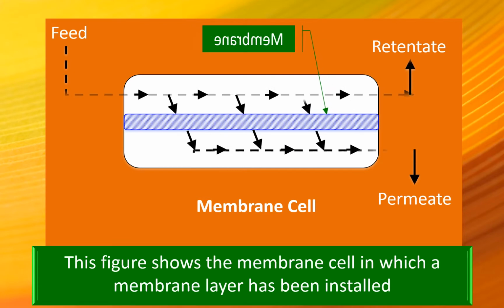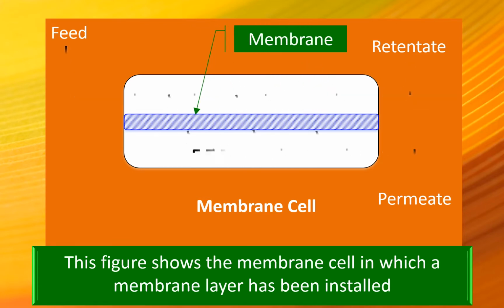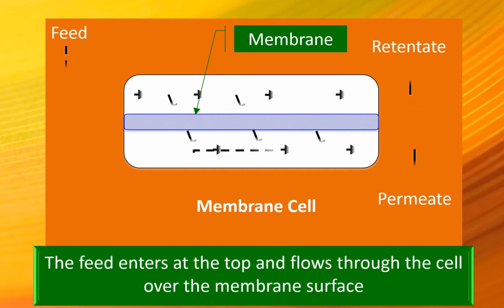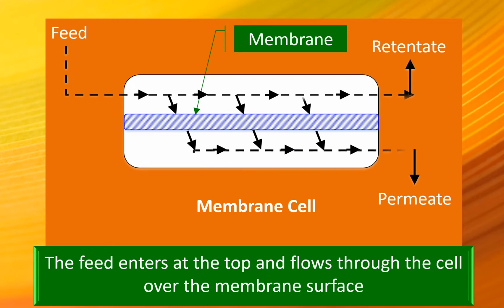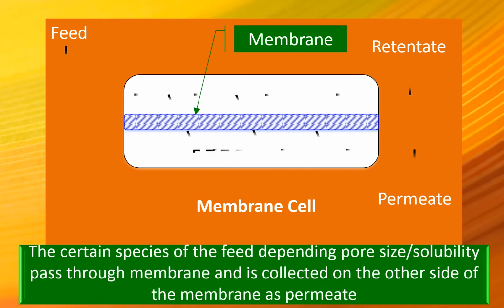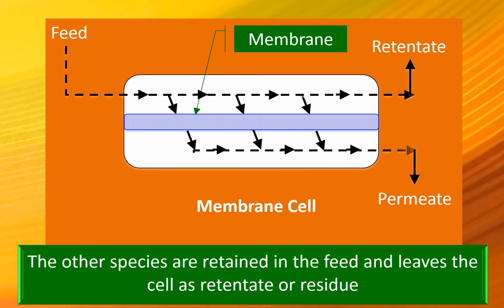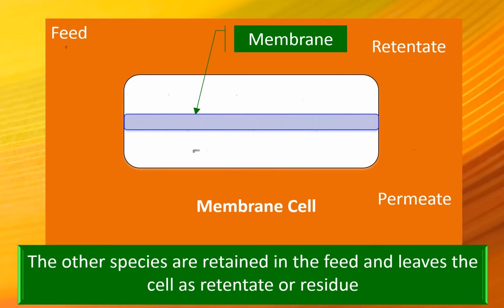This figure shows the membrane cell in which a membrane layer has been installed. The feed enters at the top and flows through the cell over the membrane surface. Certain species of the feed, depending on the pore size or solubility, pass through the membrane and is collected on the other side of the membrane as permeate. The other species are retained in the feed and leaves the cell as retentate or residue.